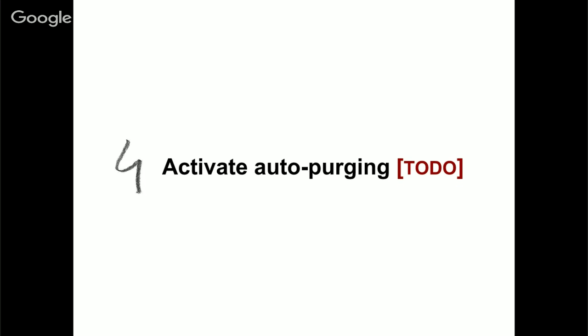The fourth part of the audit is activating the auto purging. This is still a to-do. We're implementing it, and it will happen at the start of Q2. We will let the schema owners know exactly when.